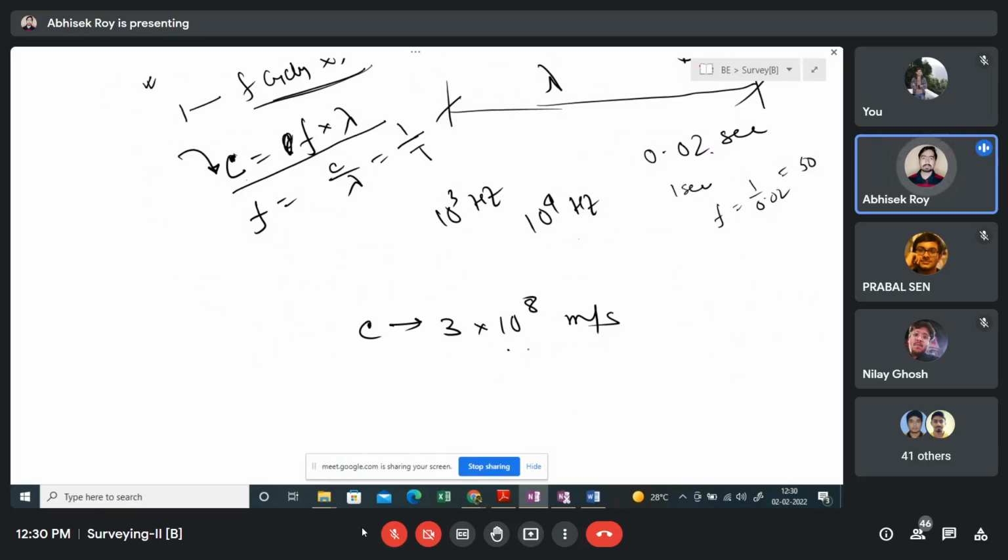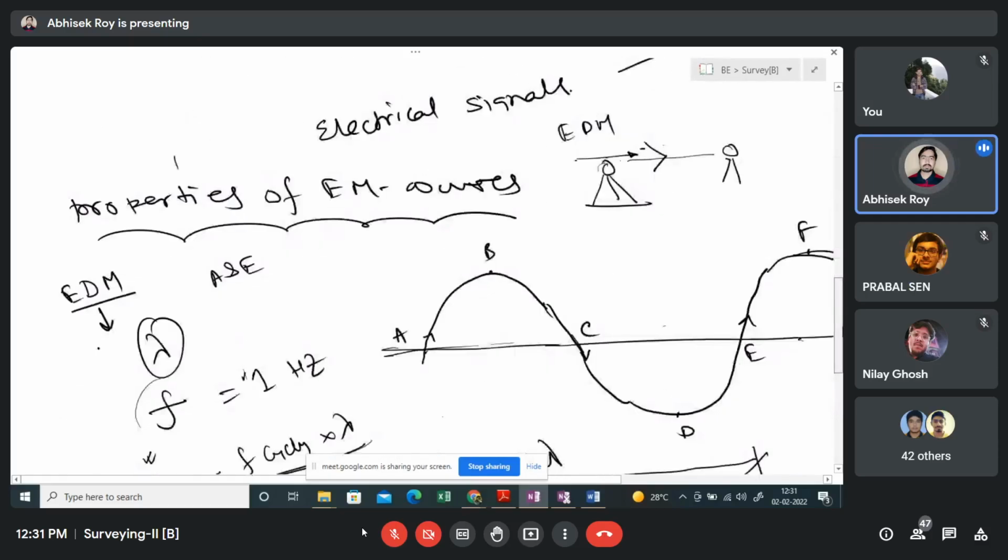Now, another important property will be the phase of waves. So, phase of waves will be denoted by phi. Okay, it is very convenient for identifying the phi, or how much fraction of a wavelength is completed. So, if you are at A, how much fraction is completed? 0%. So here the phase will be 0 degree.